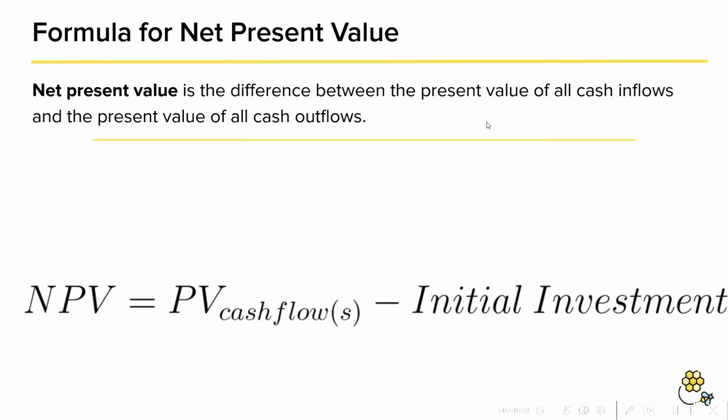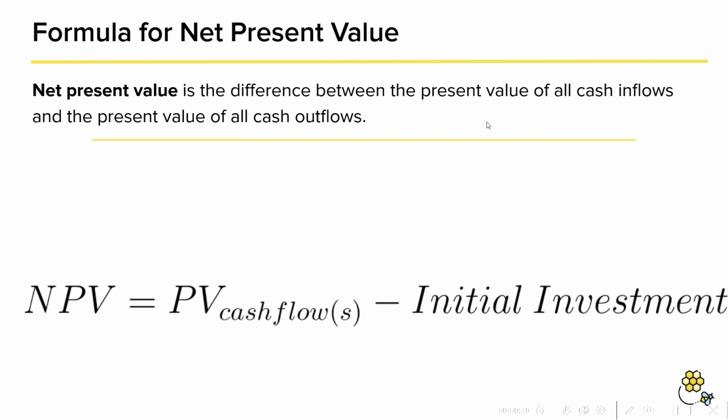Up to this point in our section, we've only calculated the present value of future cash inflows. However, with investments, especially in a corporate context, there are often both cash inflows and cash outflows during certain points in a project. Net present value is simply the difference between the present value of all cash inflows and the present value of all cash outflows.